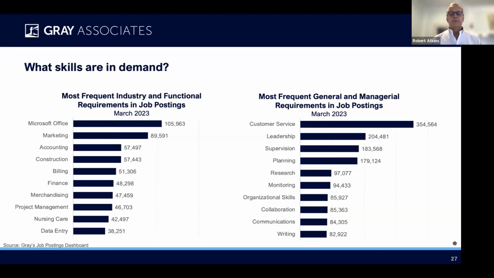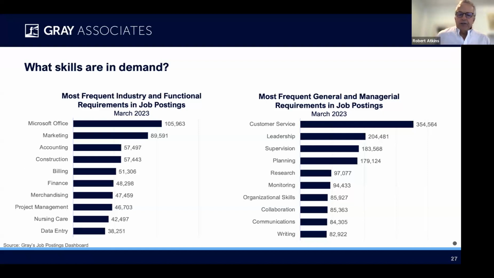It's a requirement in almost every job out there, from nursing to construction management. Marketing, big, accounting, construction, billing. These are all a combination of industries or functions that are hot right now. Finance, merchandising, project management, going back to the course, big area, lots of jobs, nursing care, and data entry.